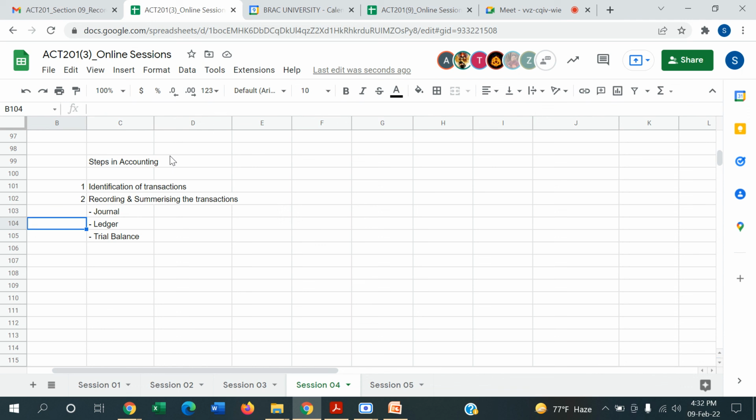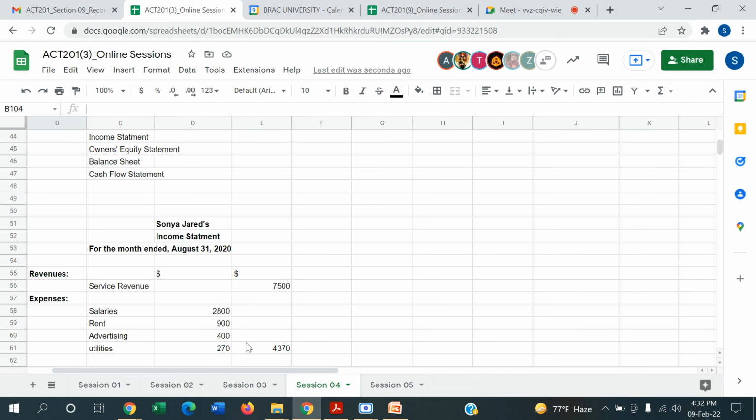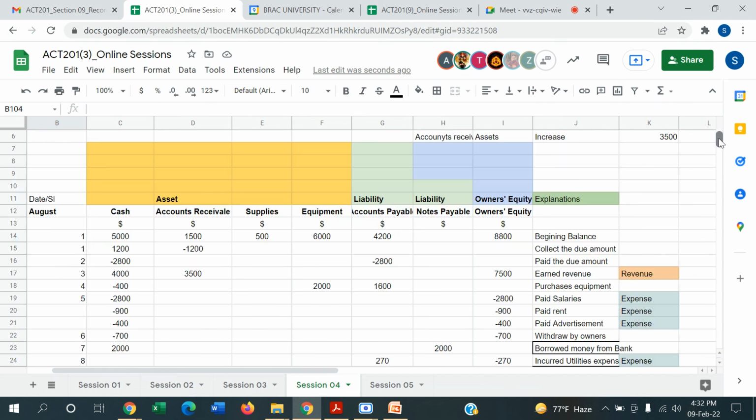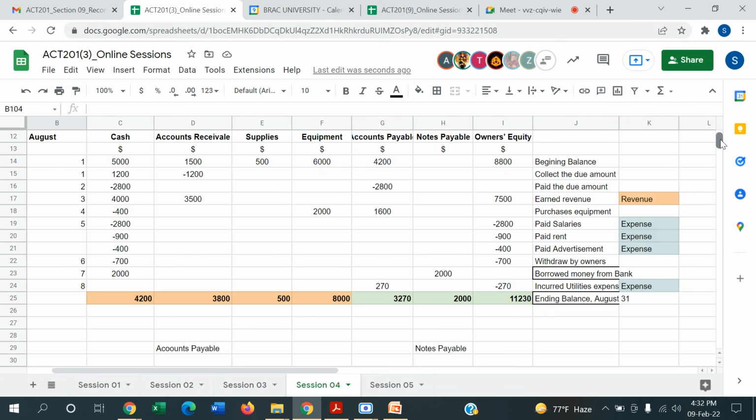Sir, the whole thing we did, was it just the identification of transaction? Yes, the whole things we did so far, except this financial statement preparation, was a part of the identification of transaction. Okay.